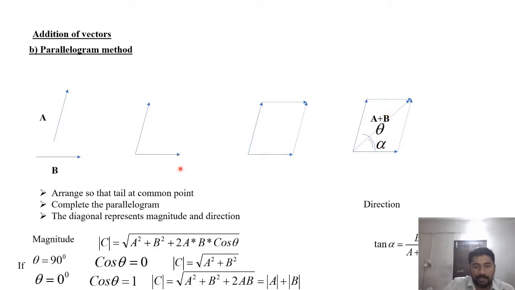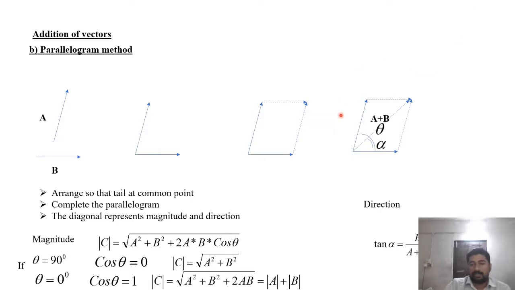The arrangement is important. Here the difference is that you are arranging the tails of both to coincide, and you get two angles, this alpha and theta. What is alpha? Alpha is the angle between the resultant vector and vector B. The total angle is represented by theta.